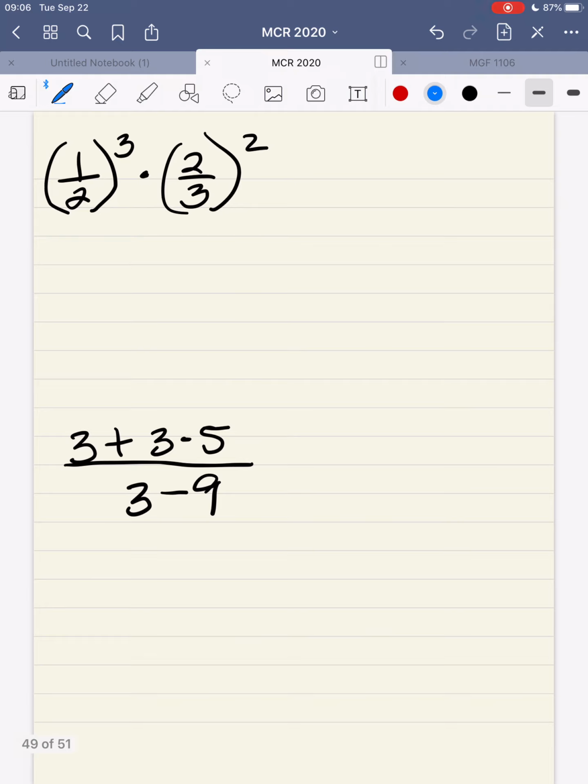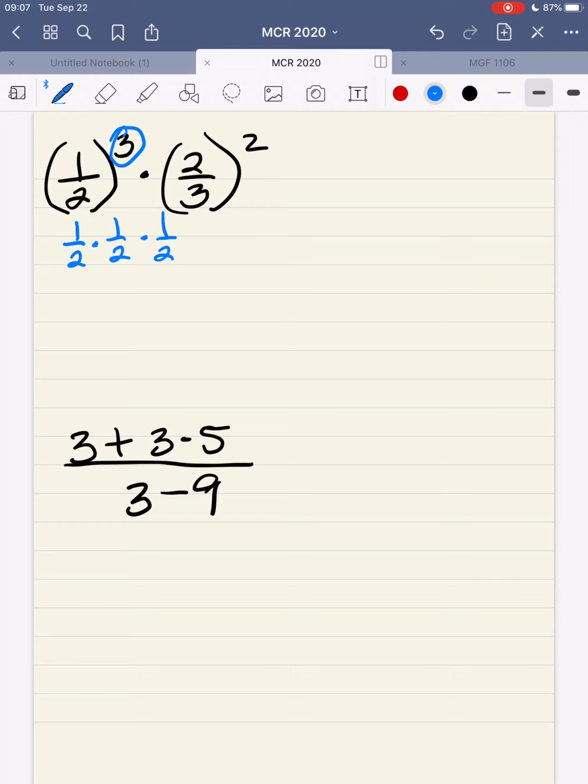All right. And let's look at this one. Now, this is a fraction. Okay. Please do not be intimidated by these. Remember, exponents tell us how many times we're multiplying the thing inside by itself. Okay? So 1/2 to the third power is 1/2 times 1/2 times 1/2.